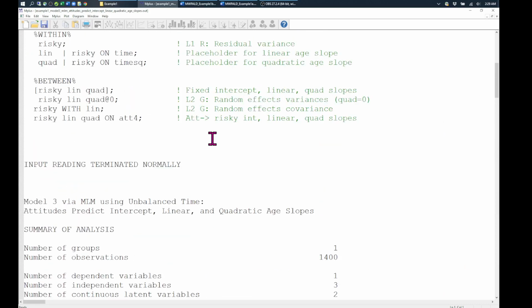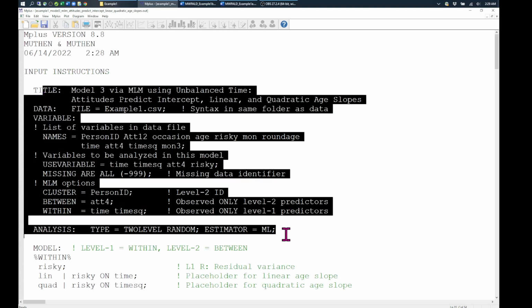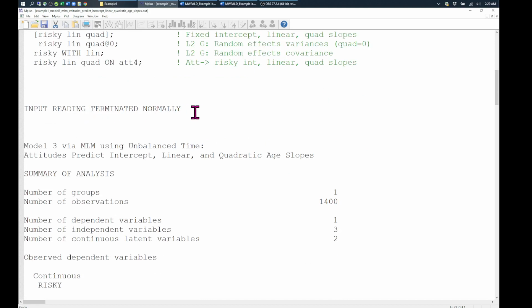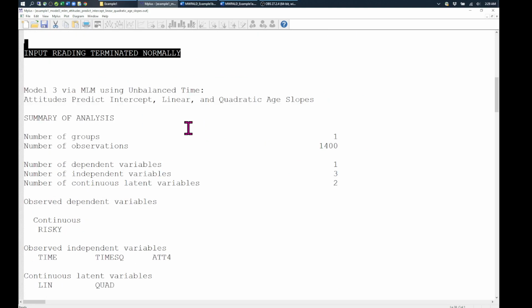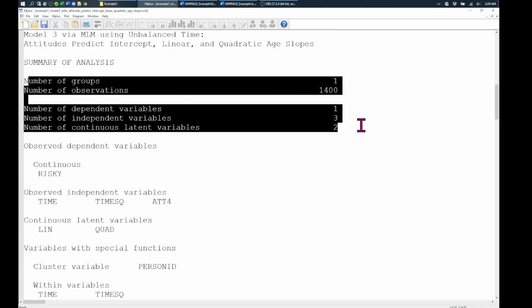So the first thing that happens in your output file, which is what we're looking at, is that it spits your code back at you. So this is very helpful if you want to share output because your input is part of the same file and you only have to send one file. Then you want to see the magic words: input reading terminated normally. That means it did not encounter any problems. It spits back information about your data set and your model.